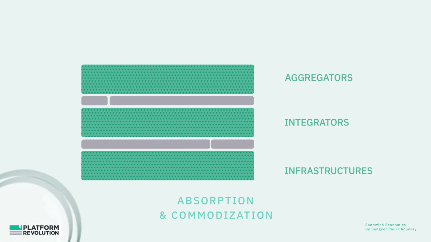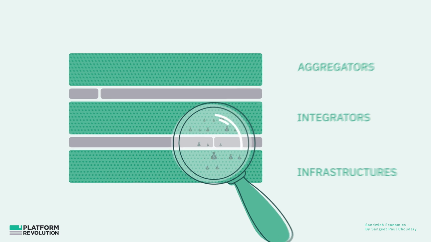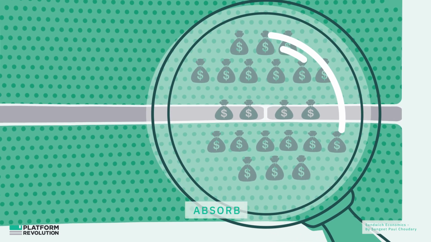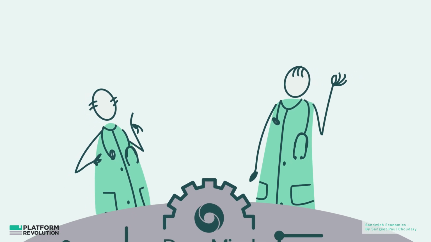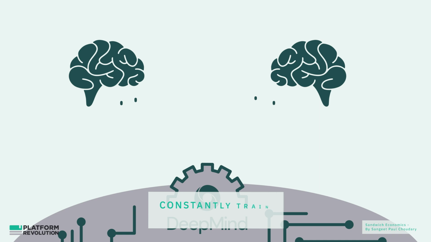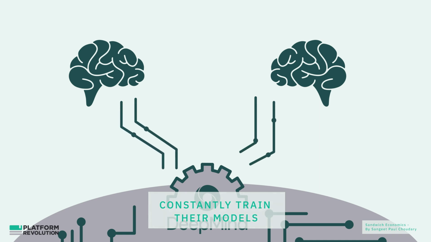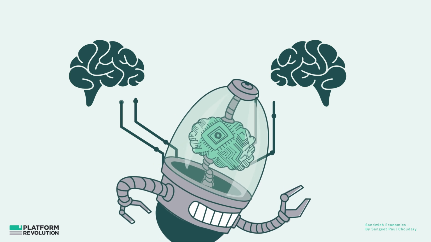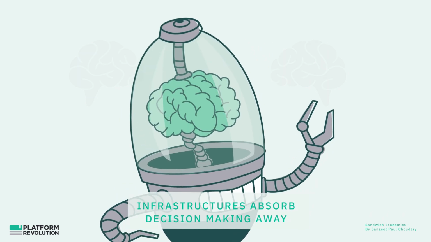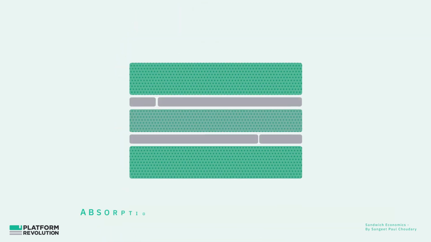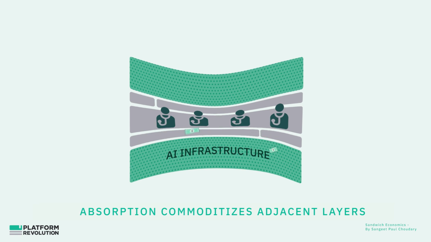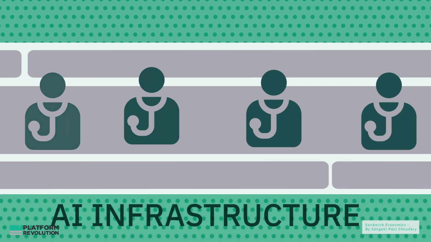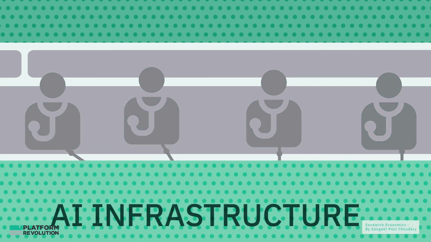First, dominant firms identify common profit pools at adjacent layers of the sandwich and absorb those profit pools by developing competing functionality at scale. For instance, as healthcare providers build on top of Google DeepMind and other AI infrastructures, these players constantly train their models based on the data captured from physician actions. As the models become stronger, these infrastructures absorb decision-making logic away from physicians. Absorption commoditizes adjacent layers, further thickening the dominant layer and thinning out profits in adjacent layers. Eventually, the very physicians who trained the AI risk getting commoditized by it.